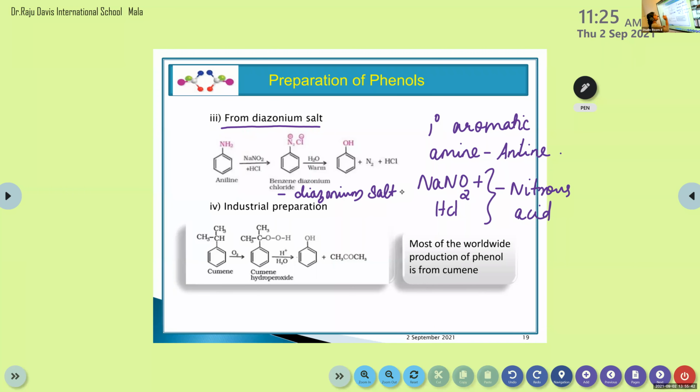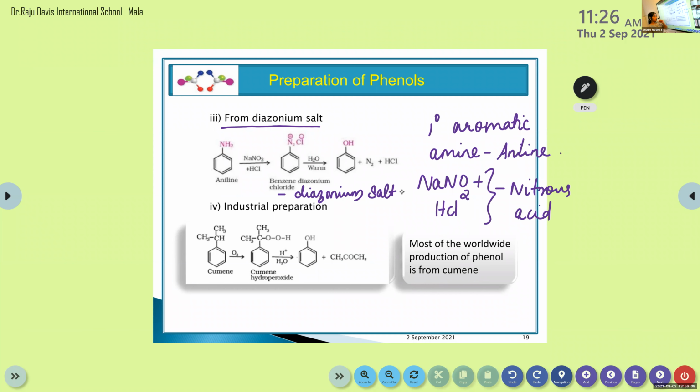Then water is added. Hydration takes place and phenol is obtained. Instead of N2 plus Cl minus, OH replaces that position. So this is the method of preparation of phenol from diazonium salt. When the primary aromatic amine, that is aniline, is treated with nitrous acid, a mixture of NaNO2 and HCl, benzene diazonium chloride is obtained.